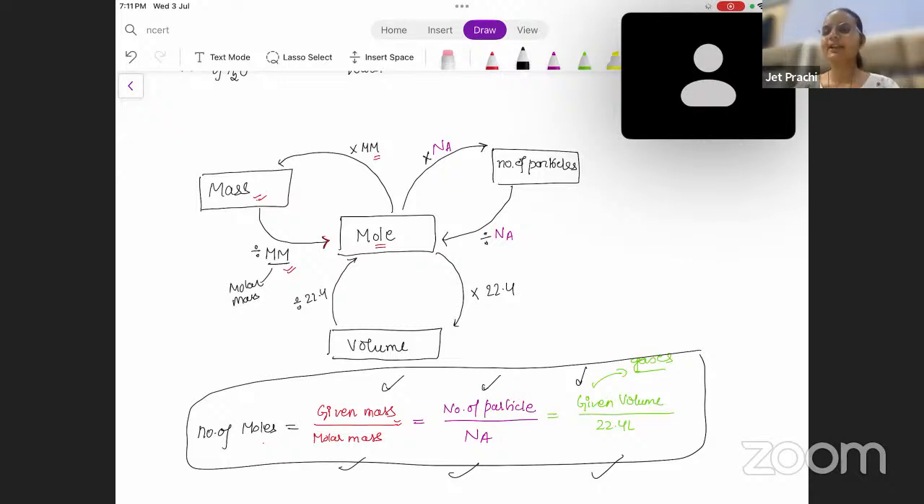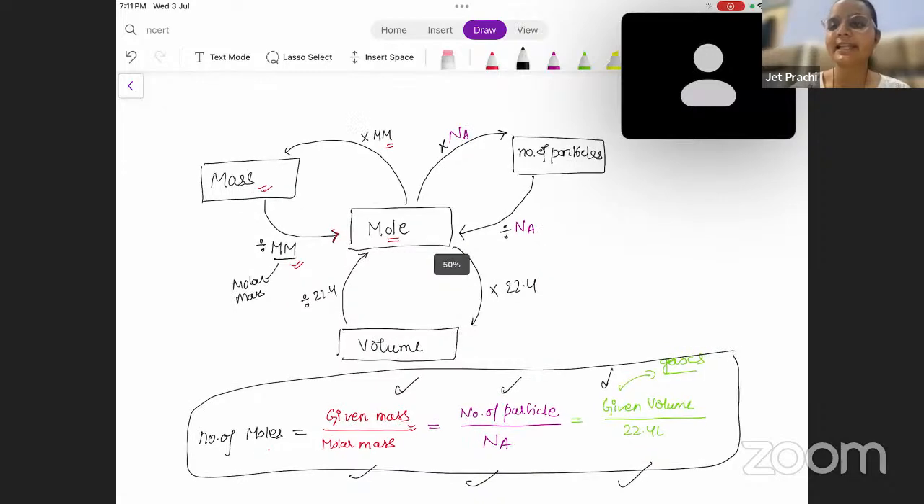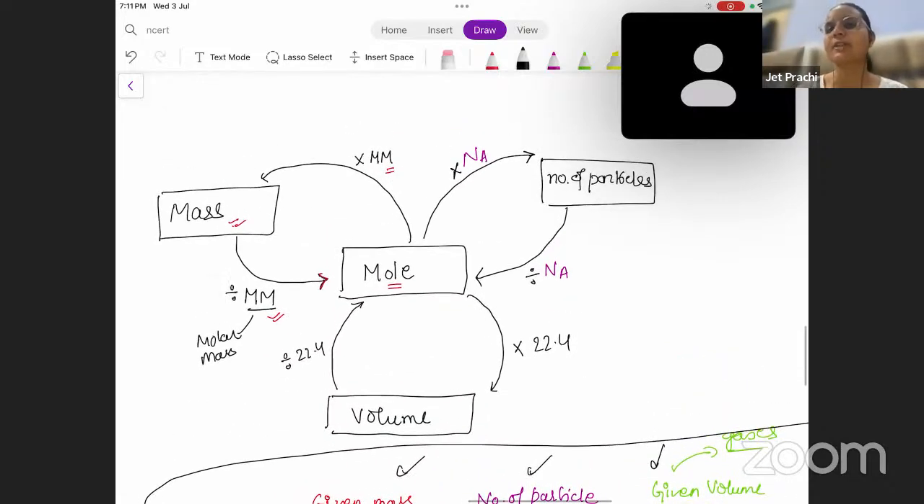Yes, if this is clear to you, you have to type yes in the chat box. And then there is one other important thing I'll tell you from this relationship.